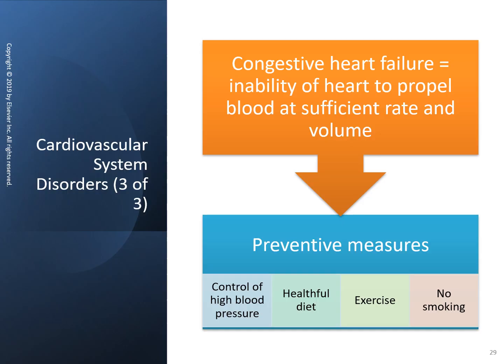Okay. Now, congestive heart failure, that's a different type of cardiovascular disorder. Congestive heart failure is basically the heart grows too large and it can't efficiently pump blood anymore. Now, the way to prevent congestive heart failure is healthy diet, control high blood pressure, get regular exercise, and don't smoke.